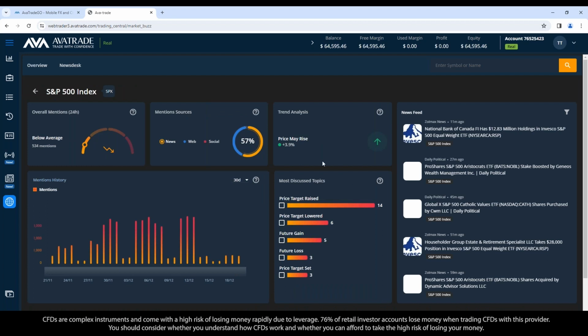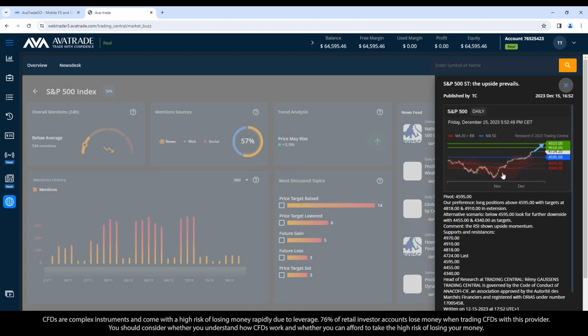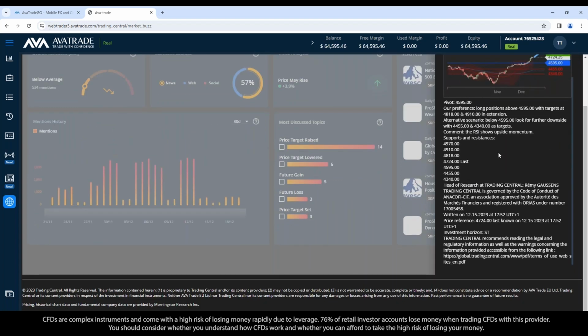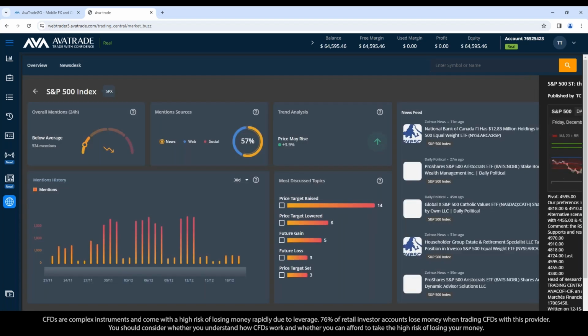We can see a quick breakdown of the expected price movement in the coming hours and days. Looks like not a big rise, but a 3.9% rise expected on the S&P 500. We can click on that and look at the trend analysis. We can see the price levels that it's predicted to rise to potentially, and a breakdown of the indicators that were used, RSI, etc., in that analysis from a technical perspective.